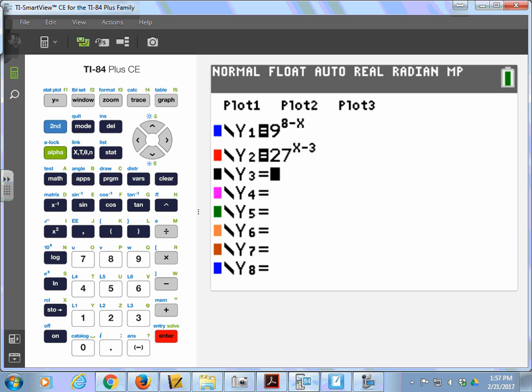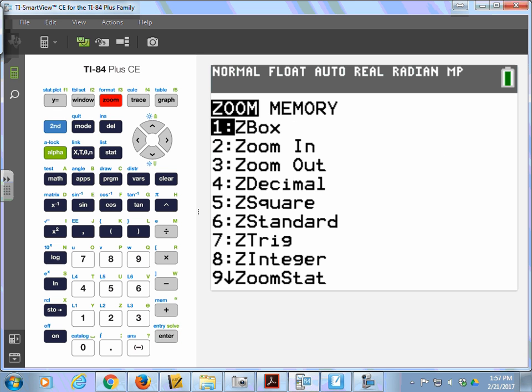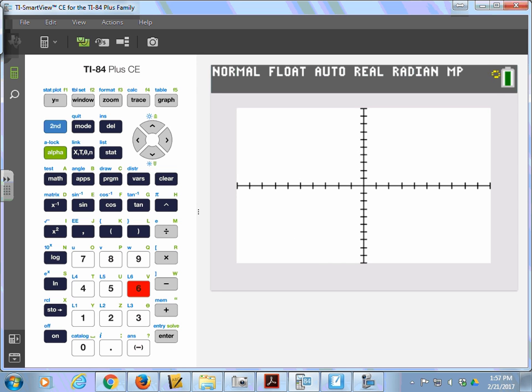Okay, Zoom 6. And we're looking to see where these two intersect. We can see from the graph that they are not going to intersect where we can see it happening anyways. So it's going to happen somewhere in here though, between 0 and 10.